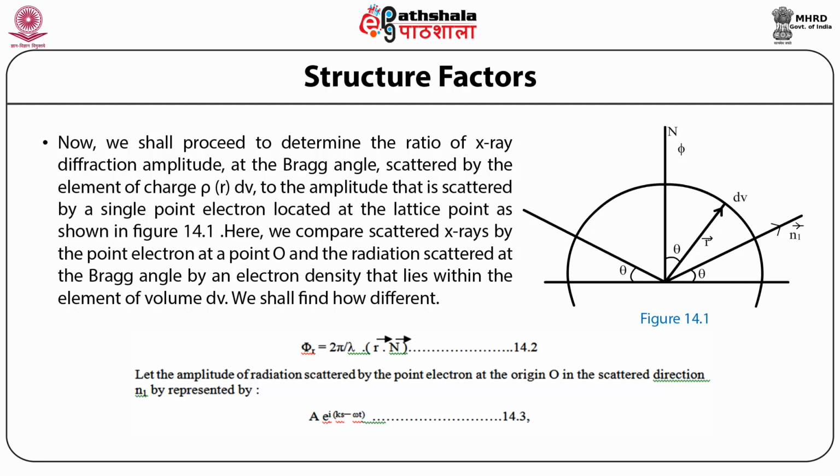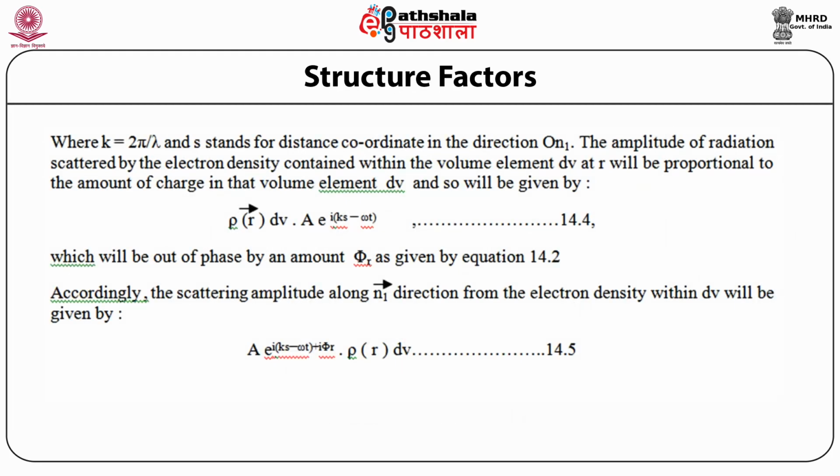Let the amplitude of radiation scattered by the point electron at the origin O in the scattered direction n1 be represented by capital A e to the power i(Ks minus omega t), which is given as equation number 14.3, where K is equal to 2 pi by lambda and s stands for the distance coordinate in the direction O n1. The amplitude of radiation scattered by the electron density contained within the volume element dV at r will be proportional to the amount of charge in that volume element dV, and so will be given by rho of r vector dV times A e to the power i(Ks minus omega t), which is expressed by equation 14.4, which will be out of phase by an amount phi, as given by equation 14.2.